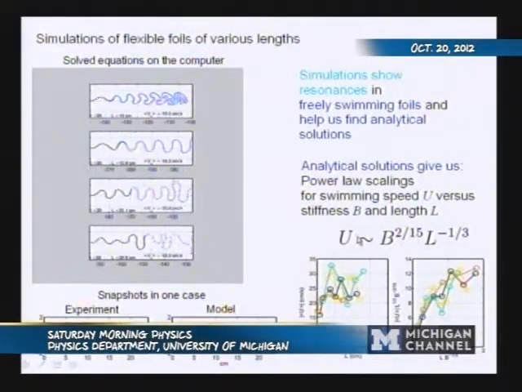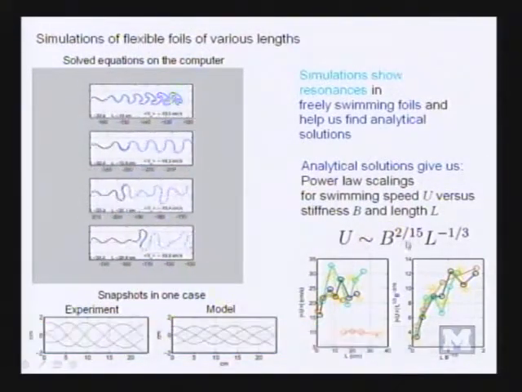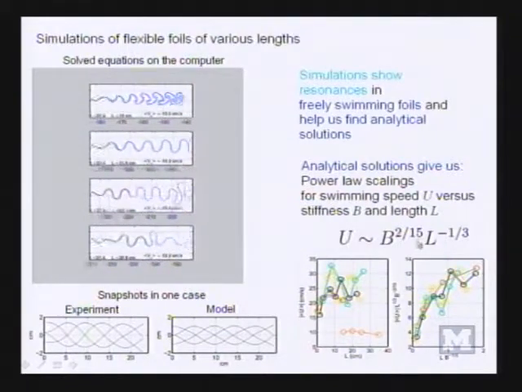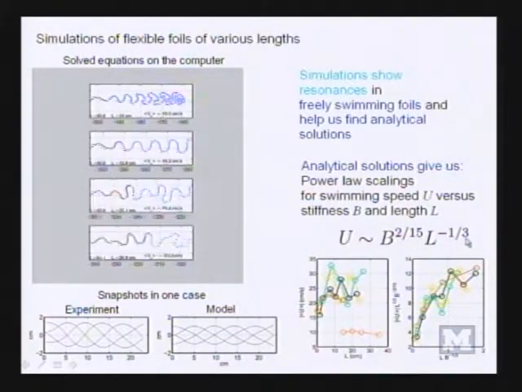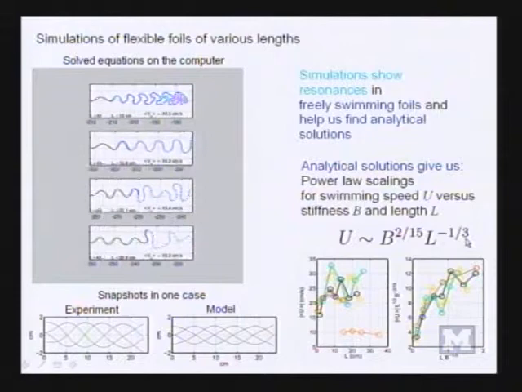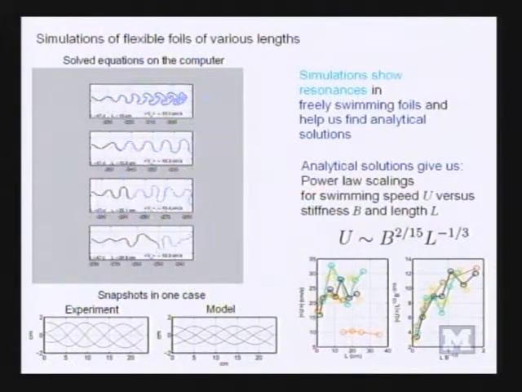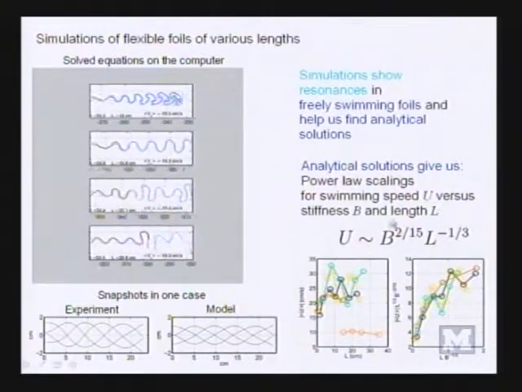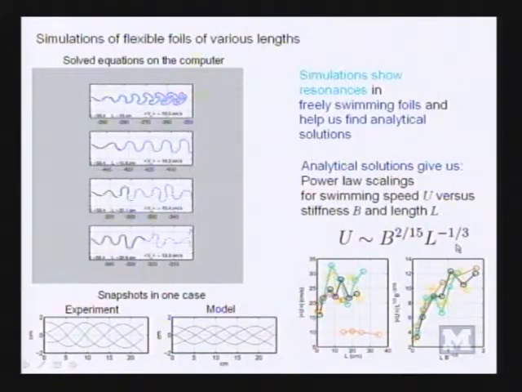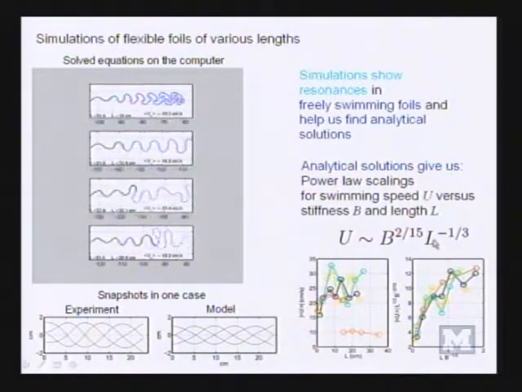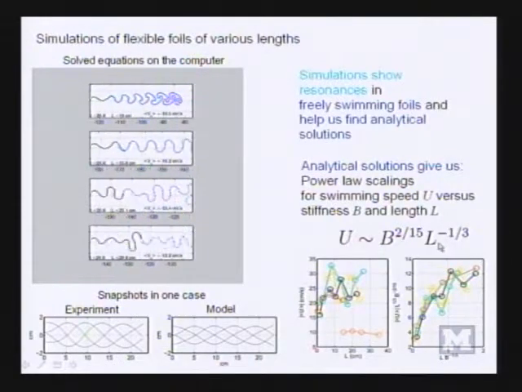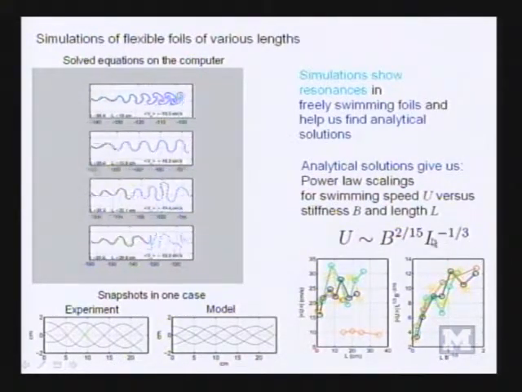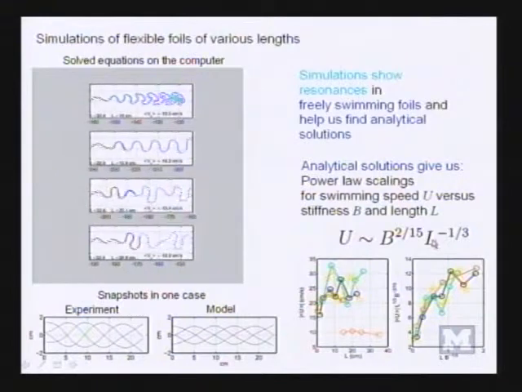And so this is what the power law scaling looks like. U goes like stiffness to the 2/15 power and length to the -1/3. So if I want a sheet to go faster, I should make it more stiff, because this term gets bigger as it gets stiffer. And I should make it shorter, because as it gets shorter, this term increases.